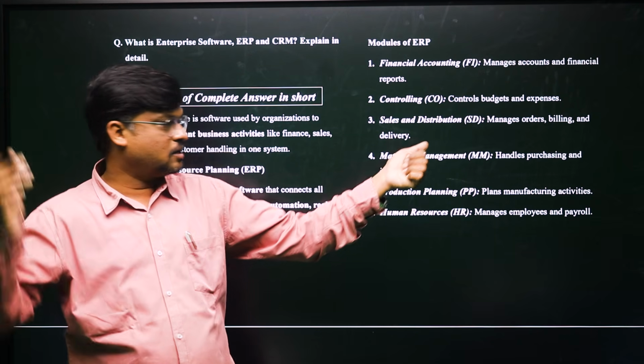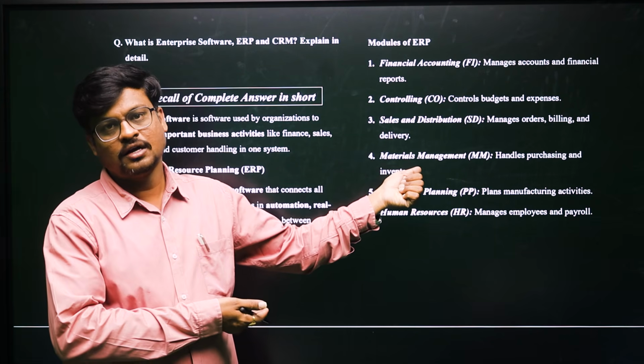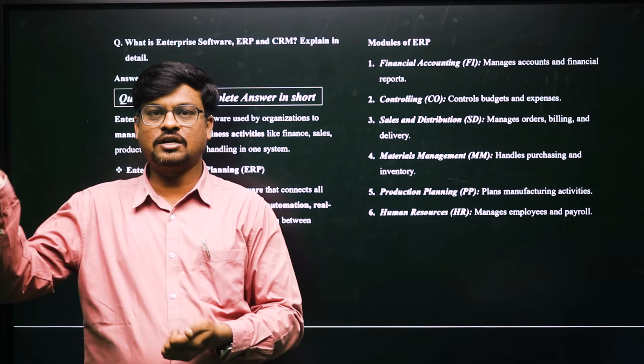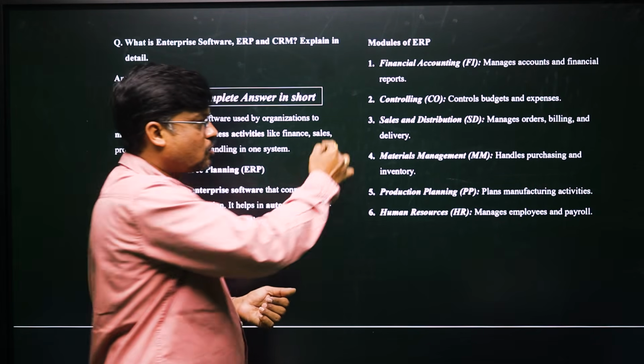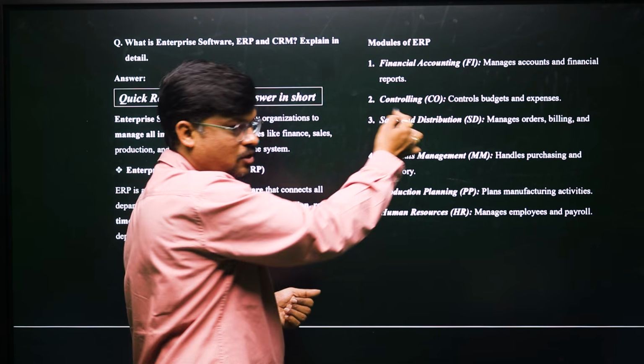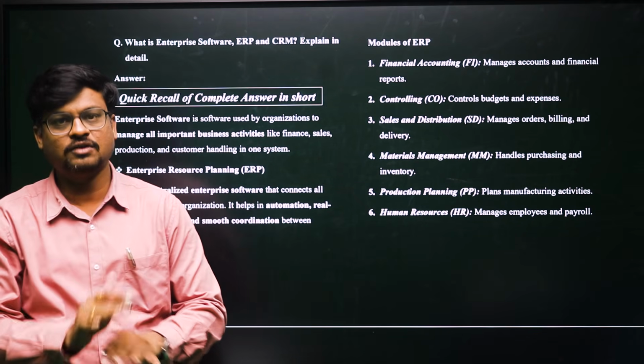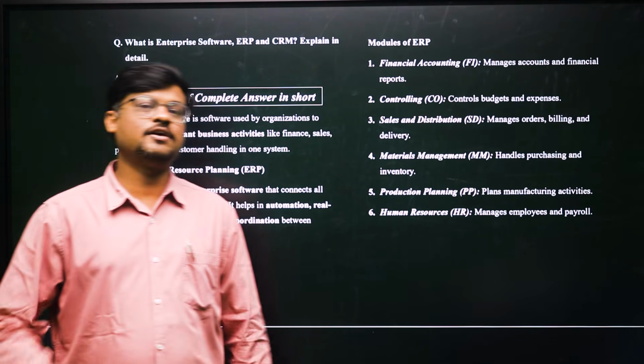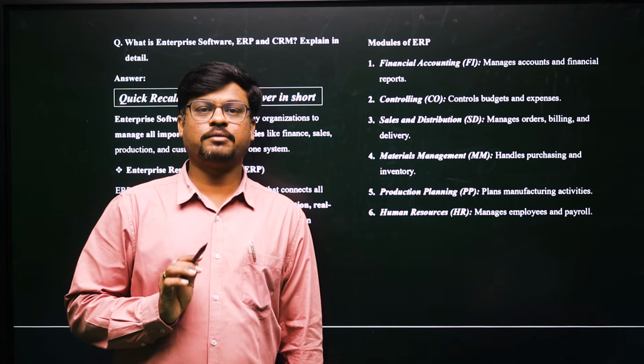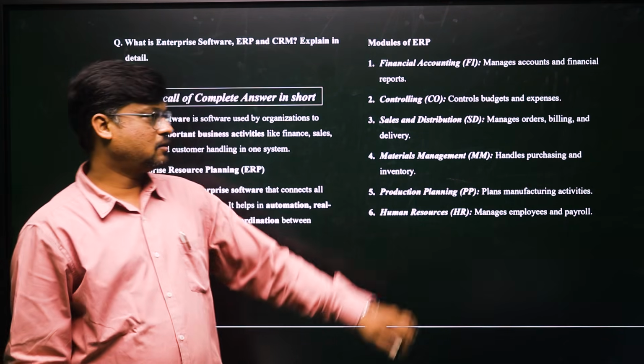When production needs to be done, automatically I need to have what? Better raw material. Then only I can do production. Then only I can satisfy sales. Now the coordination between all these modules is managed effectively and efficiently by having an ERP, Enterprise Resource Planning.